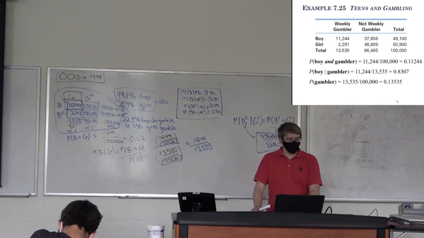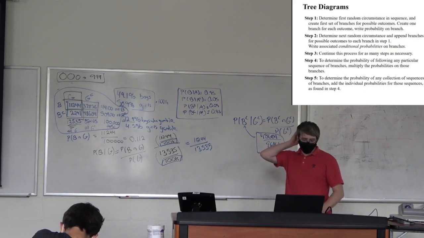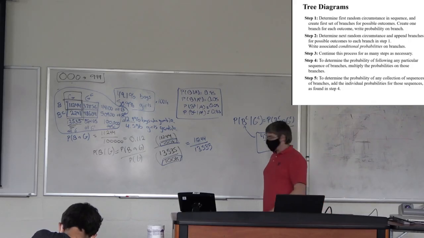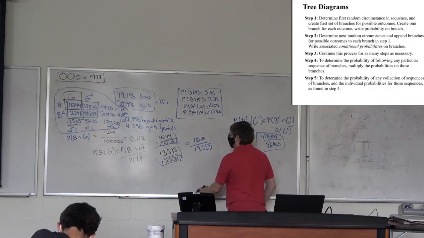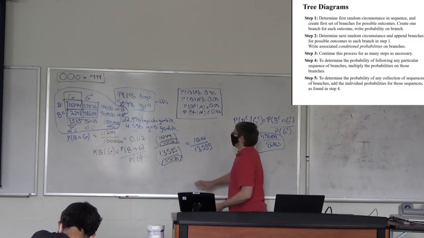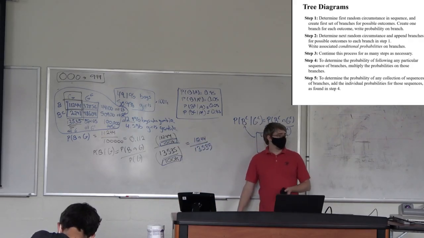Another way to think about conditional probabilities is through these things called tree diagrams. And so there's a couple steps here, but I think it just helps if we have an example. Am I okay to erase this? You guys still writing this down?